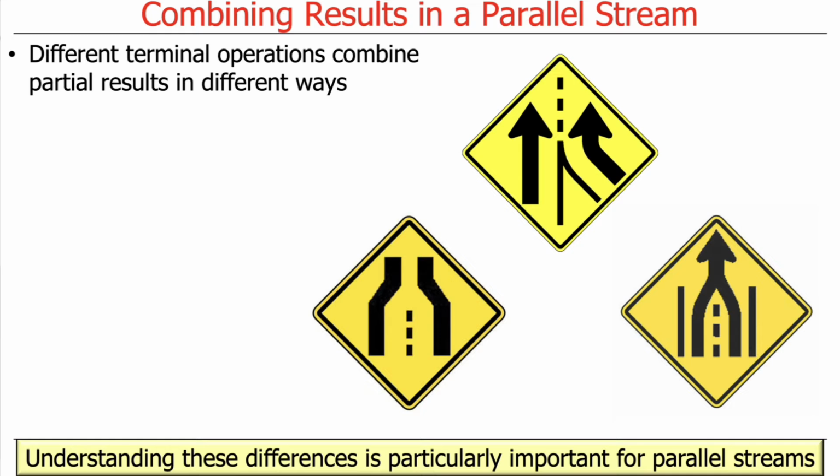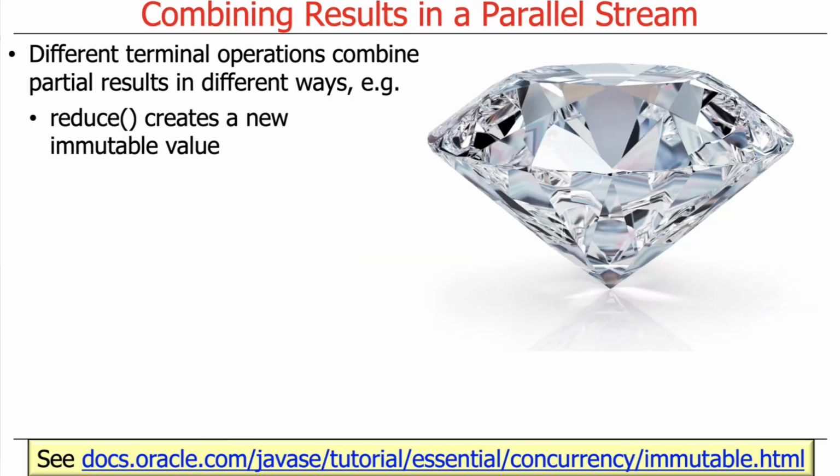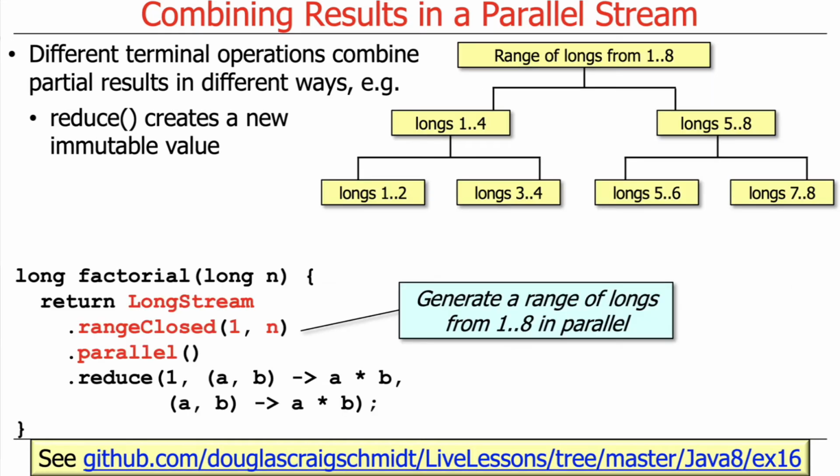Different terminal operations combine partial results in slightly different ways. For sequential streams, not that big of a deal. For parallel streams, it's a big deal. So of course, we're going to make a big deal out of it because we're talking about parallel streams at this point. The thing to remember is that reduce will create a new immutable value by joining together other immutable values. And the assumption is it's immutable, and we'll talk about what immutable means. Basically, immutable means once the values are set, they can't be changed. That's what it means to be immutable.